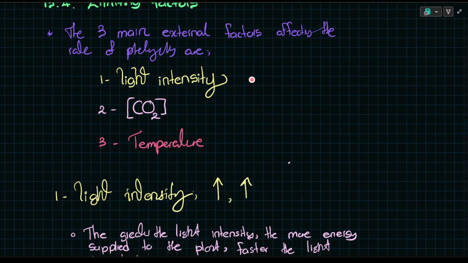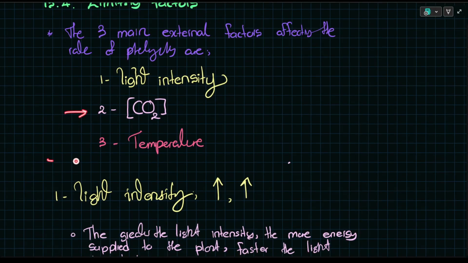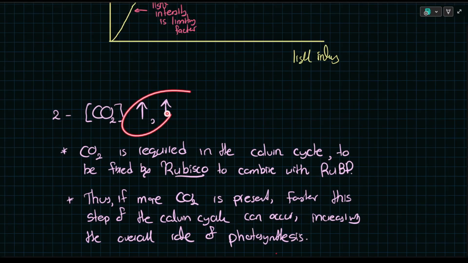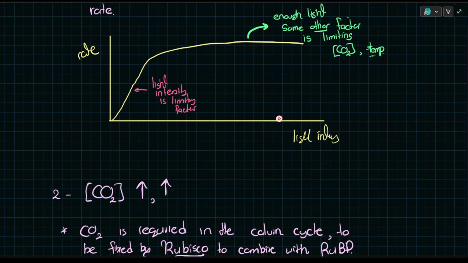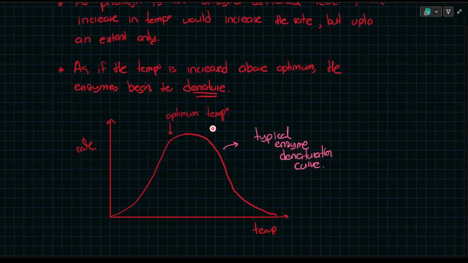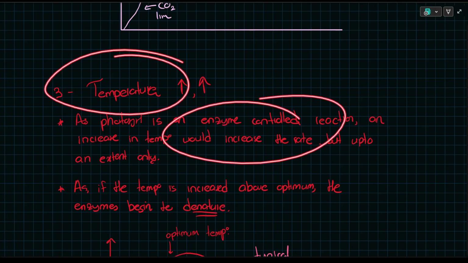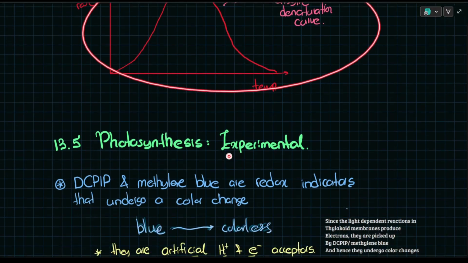Then we talked about the limiting factors, the three main external limiting factors. That's important: light intensity, carbon dioxide, and temperature. Overall conclusion is if all three of them are increased, the rate increases. That's an overall thing. The greater the light intensity, more energy. Carbon dioxide, Rubisco, the Calvin cycle is affected. Temperature, enzymes, that's the only thing you have to remember. In temperature, we have to talk about enzymes. Photosynthesis is a temperature and enzyme controlled reaction, therefore it follows the typical enzyme denaturation curve.